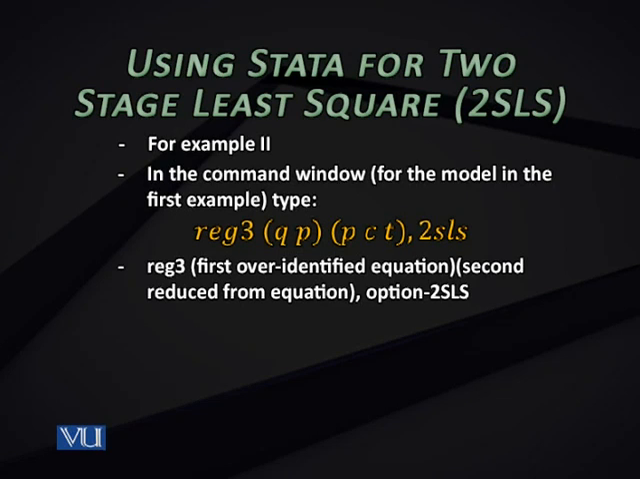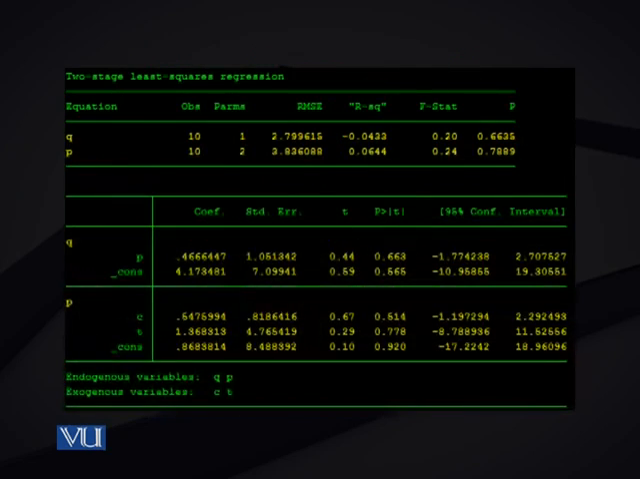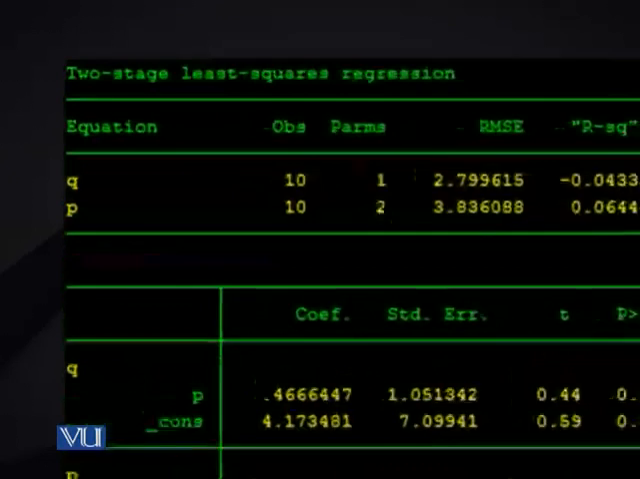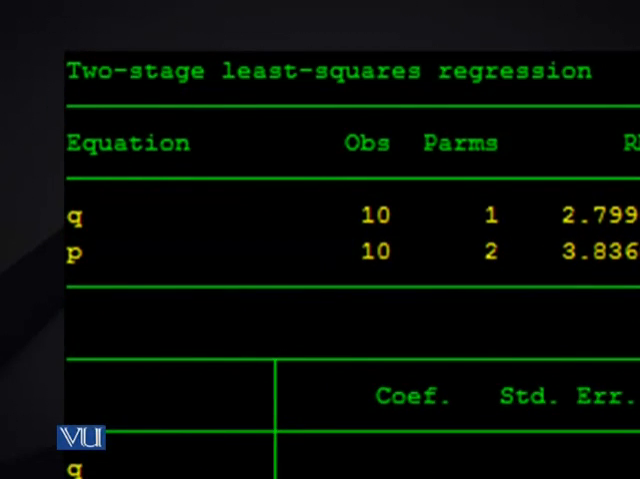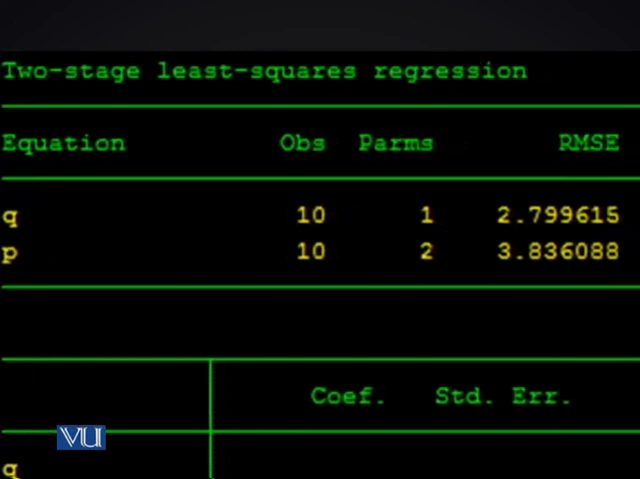So the syntax is given below. You can practice for other questions as well. You can use the graphic user interface as well, and then you will get the following results which you are seeing on the screen. Like the previous ones, first you have a title, two-stage least square regression, because you specified the option 2SLS. Then you have a set of equations Q and P, which indicate that you had two equations Q and P with 10 observations, the first containing 1 parameter and the second, P, containing 2 parameters. This is the number of variables in fact.